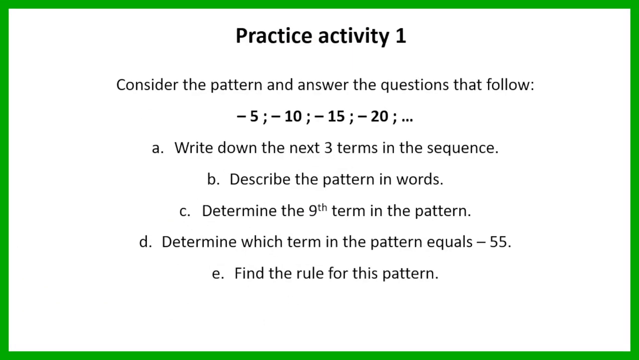In this example, you've got the pattern negative 5, negative 10, negative 15, negative 20. You need to first write down the next three terms. You need to describe the pattern. You need to find the ninth term. You need to find which term is equal to negative 55. And then finally, you need to find the rule for the pattern. Okay, so I'm going to give you 5 minutes to work on this.